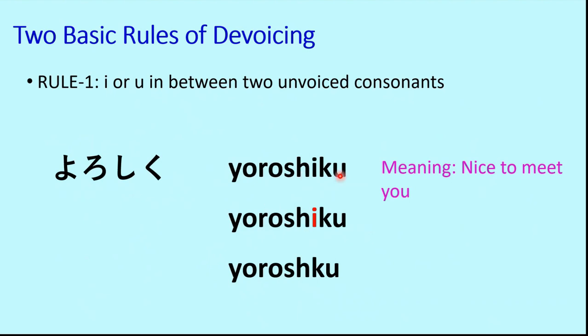So yoroshiku becomes yoroshiku. Here sh and k are the two unvoiced consonants, and the e sound appears in between them. As per rule one, the e sound will get devoiced and we have yoroshiku.